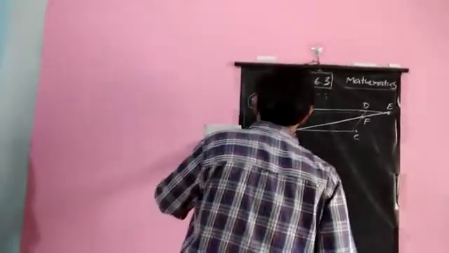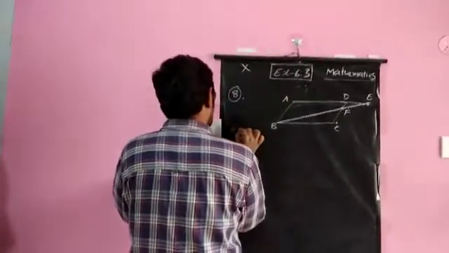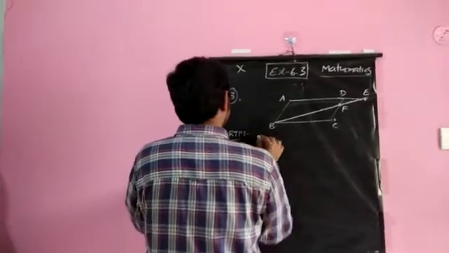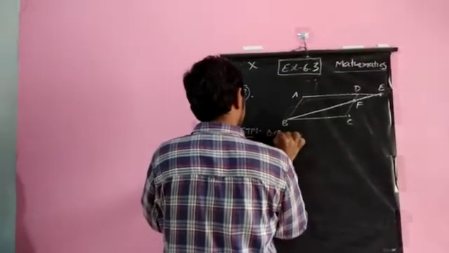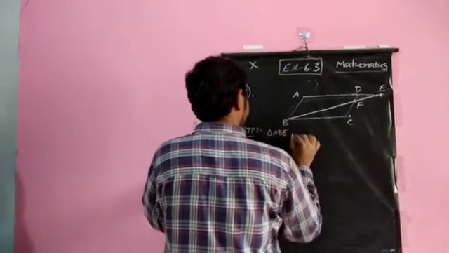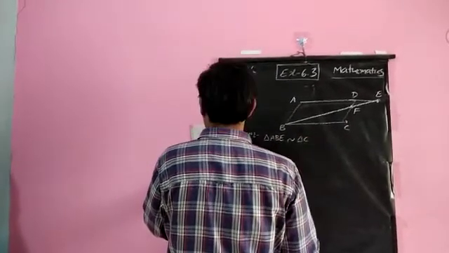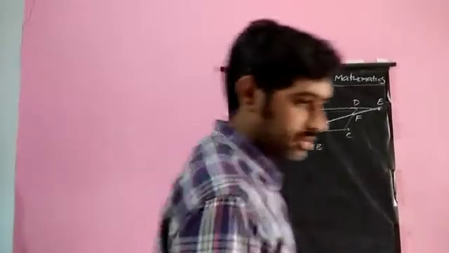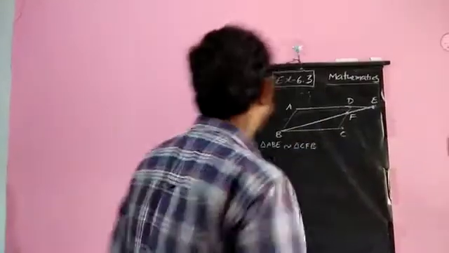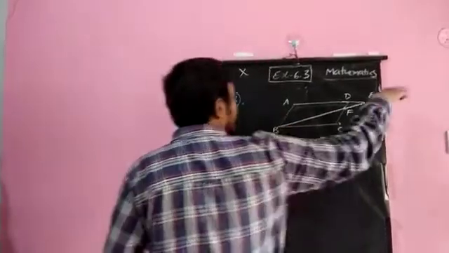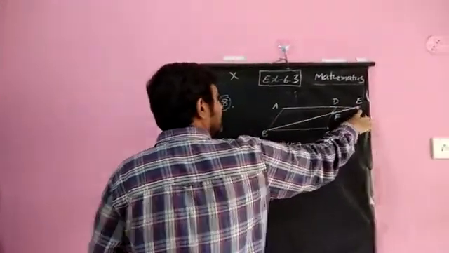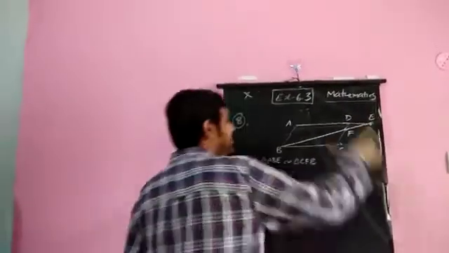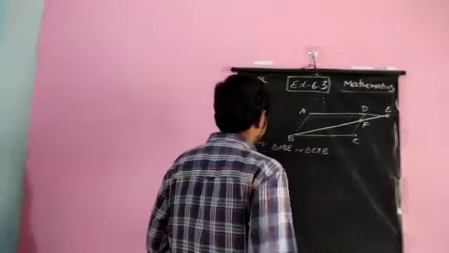Show that our RTP here is triangle ABE is similar to triangle CFB. These are the things which are given to us. ABCD is a parallelogram in which BE is joined. AD is extended, and on that extended part we have a point E, and we have to join BE. BE intersects CD at point F.